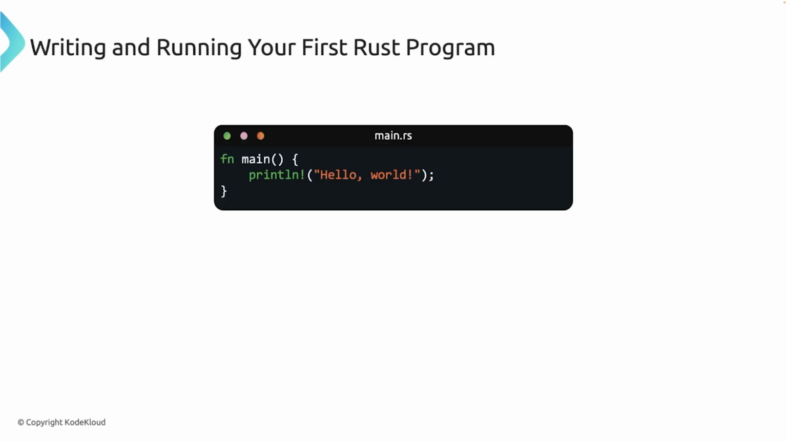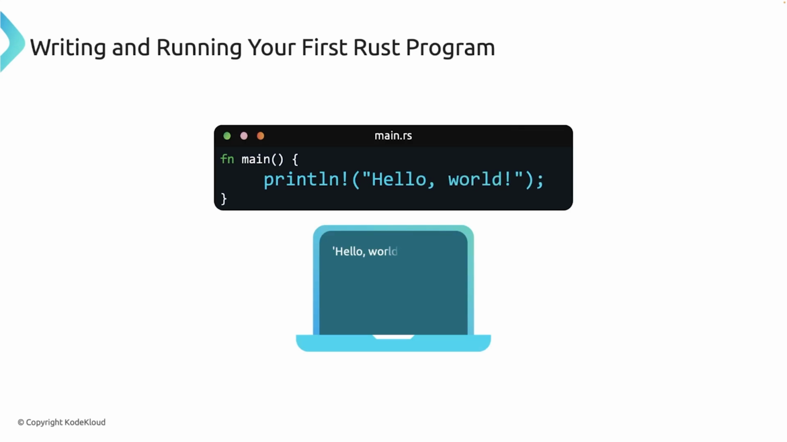So over here, println is a macro and it's not a function. So you'll know it's a macro because of the exclamation mark. Macros in Rust are powerful tools that can generate code at compile time, and we will learn in detail about macros later. So when you run the following program, it gives you hello world on screen.